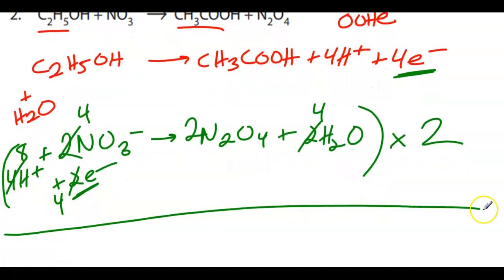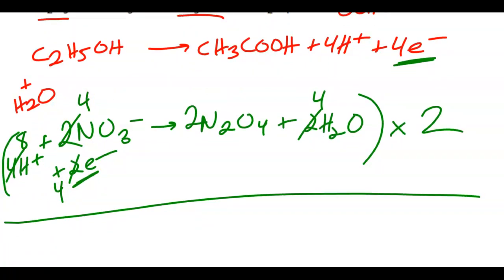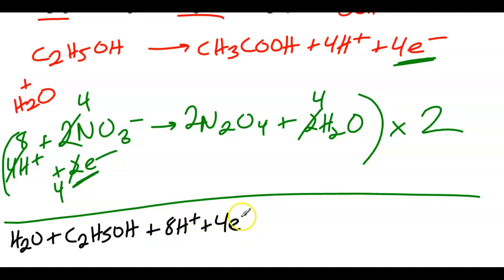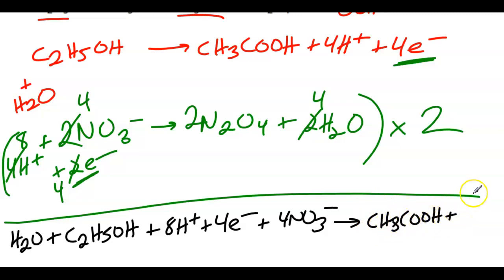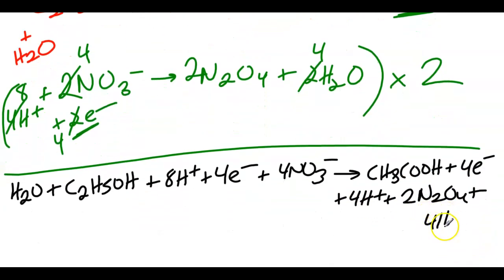Okay, so let's add them together. So everything that is on the reactant side is going to be written as one reactant. So we're going to have, let's do our red part first, plus C2H5OH, plus 8 hydrogens, plus 4 electrons, plus 4 NO3, arrow, and everything that's on the product side. So we have CH3COOH plus 4 electrons plus 4 hydrogens plus 2 N2O4 plus 4 H2O.